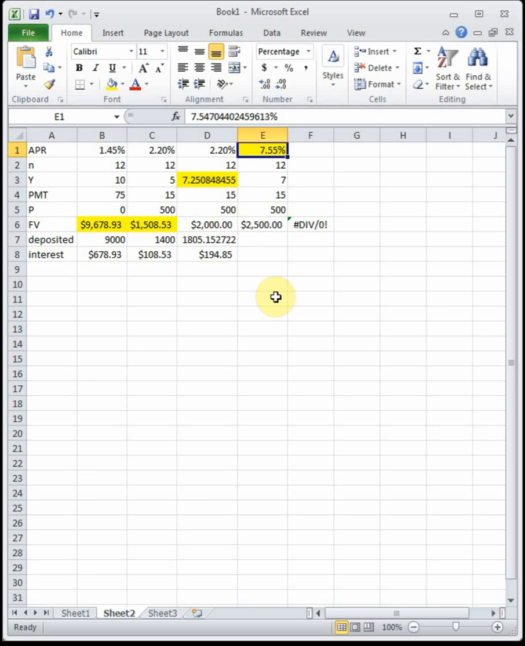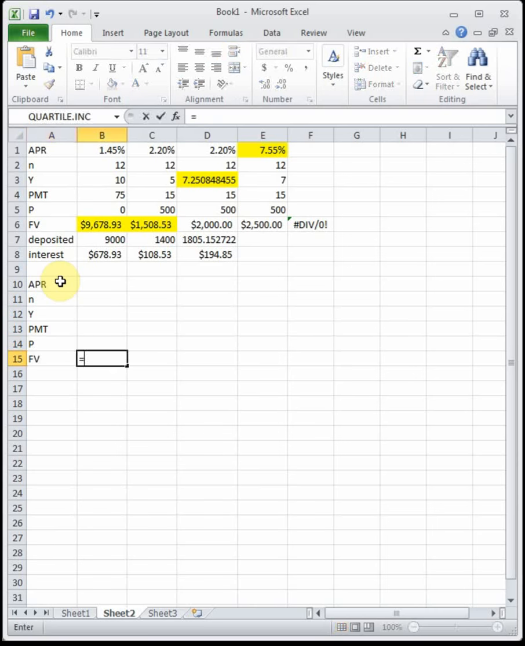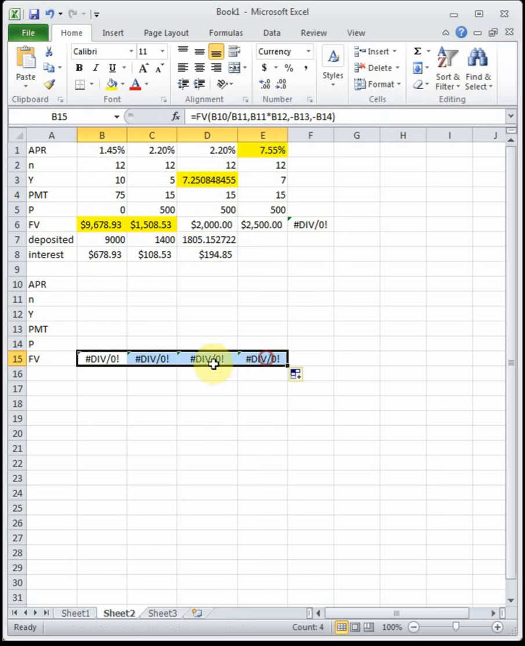Alright, so on the next page, we have some questions about Mario. Just for practice, I'm going to set up my chart one more time. We have our APR, N, Y, PMT, P, and then our future value formula is equals FV parenthesis APR divided by N, comma, N times Y, comma, negative PMT, comma, negative P. And remember, those negative signs are the most commonly forgotten part. And let's see, we've got 4 parts, so I'm going to drag it over so we don't have to retype it in.